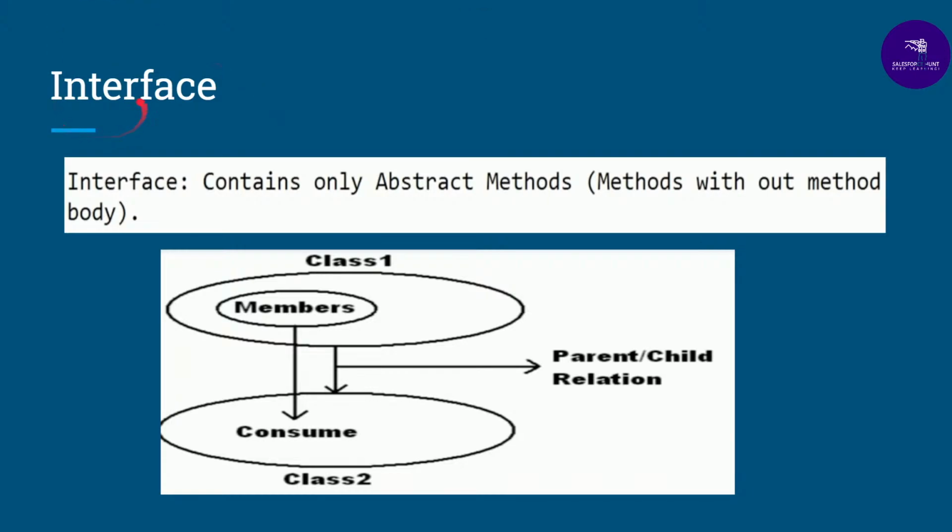Now just focus on this interface here. Interface is very important in real time, and we cannot create an instance of an interface. Always remember, and please keep this in your mind, right? And after that you can see class 1 and class 2. We have two classes, and class 1 has some members, and class 2 can consume those members with the help of a relationship, that is called a parent child relationship. That is the meaning of these things, right?